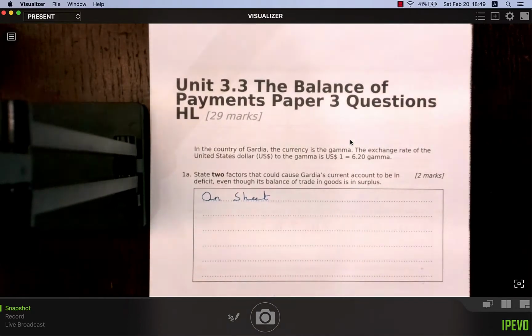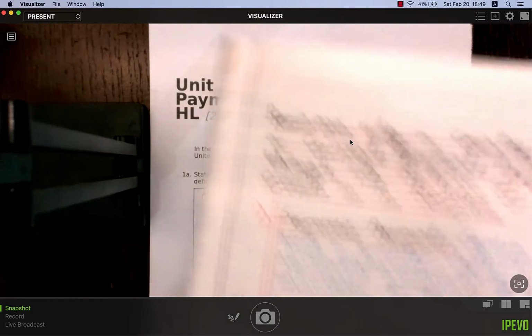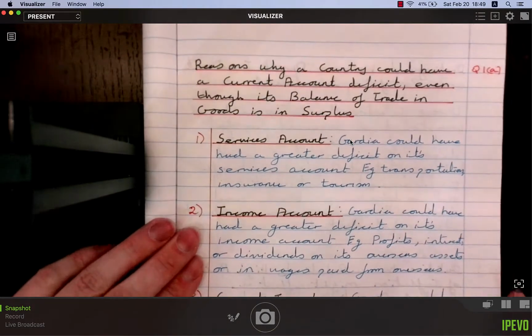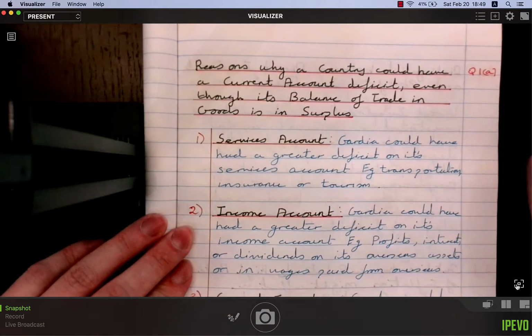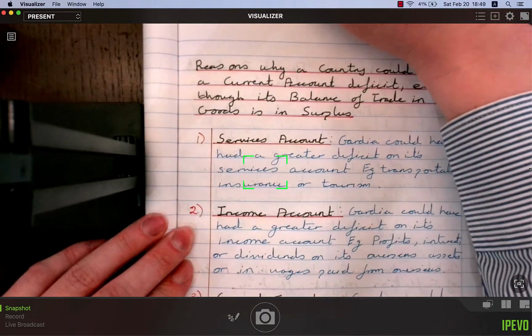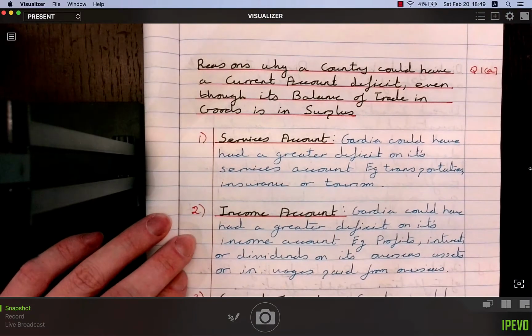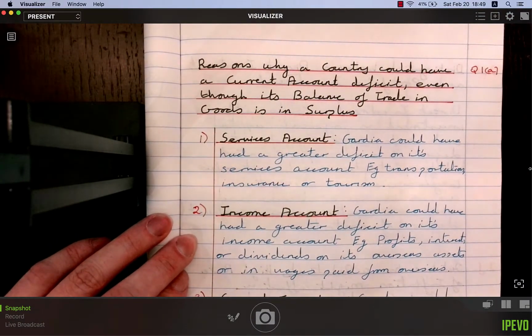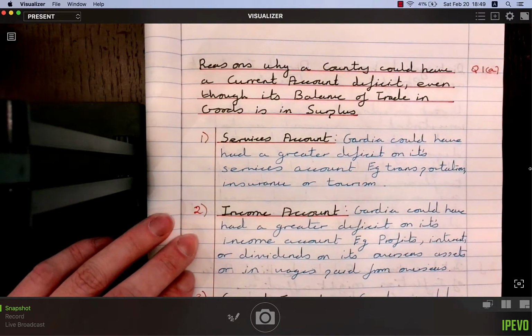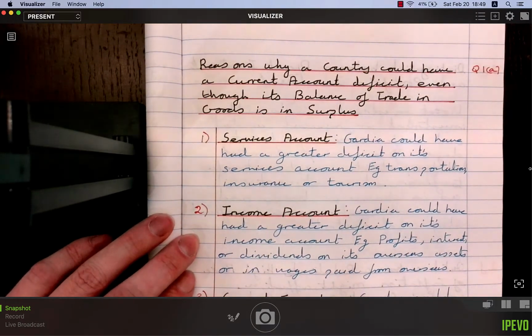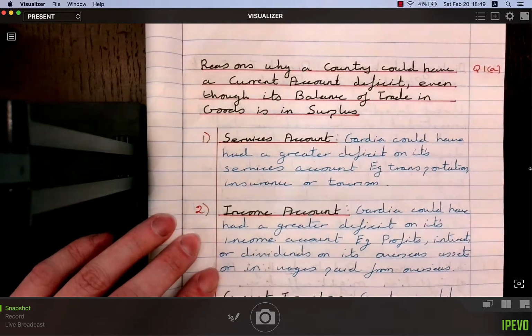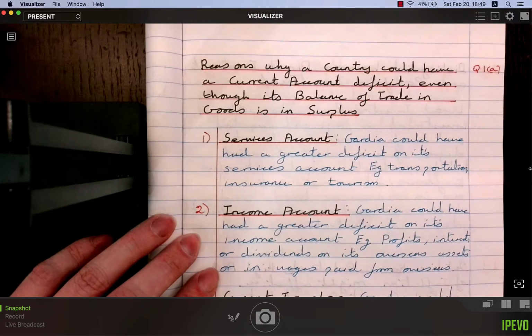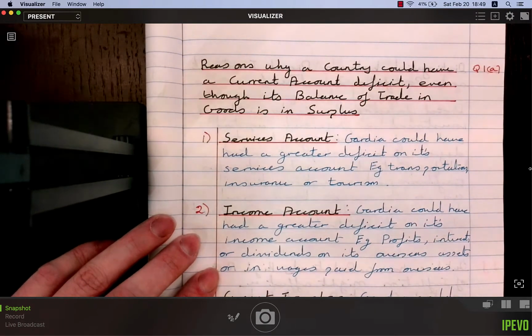Okay, what we're saying here is that there are other accounts on the current account of the balance of payments, not just the balance of trade in goods, but there's a balance of trade in services. So Guardia could have had a greater deficit on its services account, so something like transportation, insurance or tourism, and as such that greater deficit would outweigh the surplus on the balance of trade in goods.